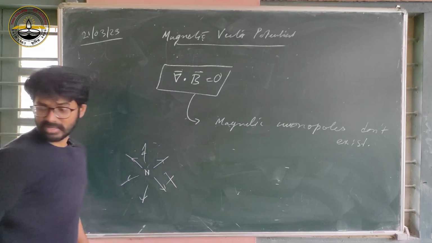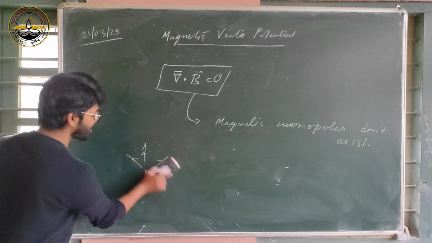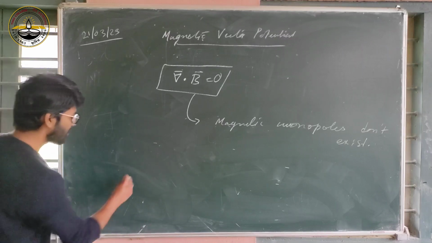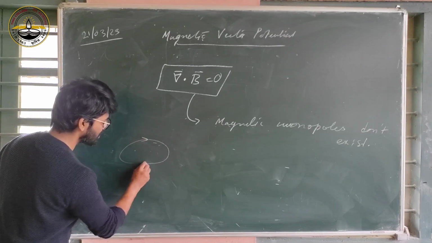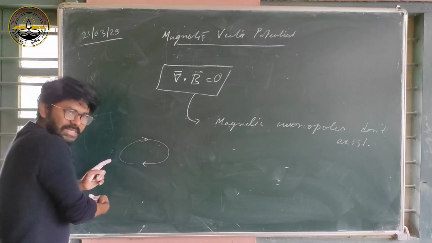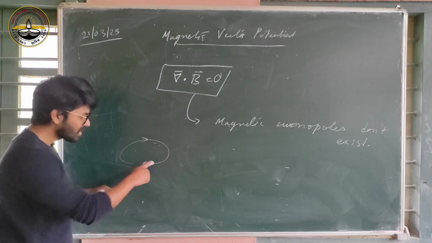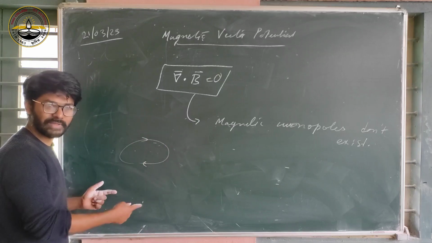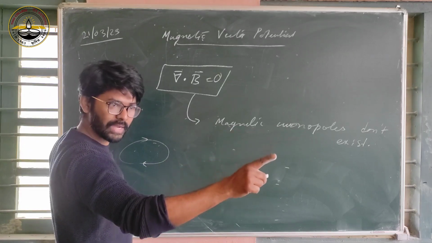So magnetic field lines always are closed. They go outside and then come back, and inside the magnet they form the loop. So they are always in a loop, magnetic fields. They are not open. Okay?